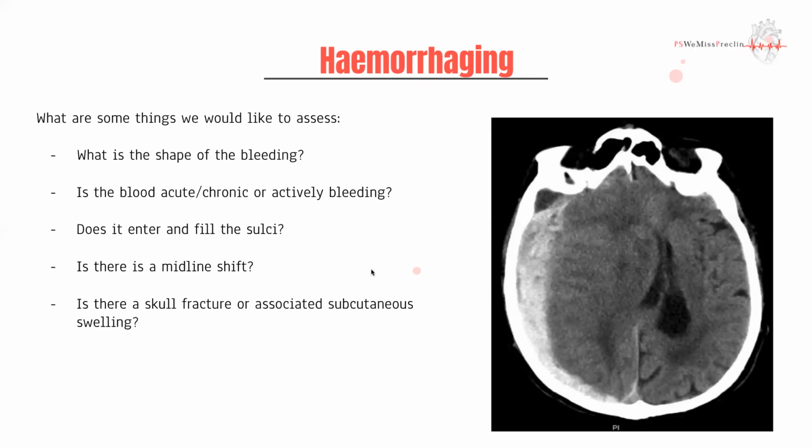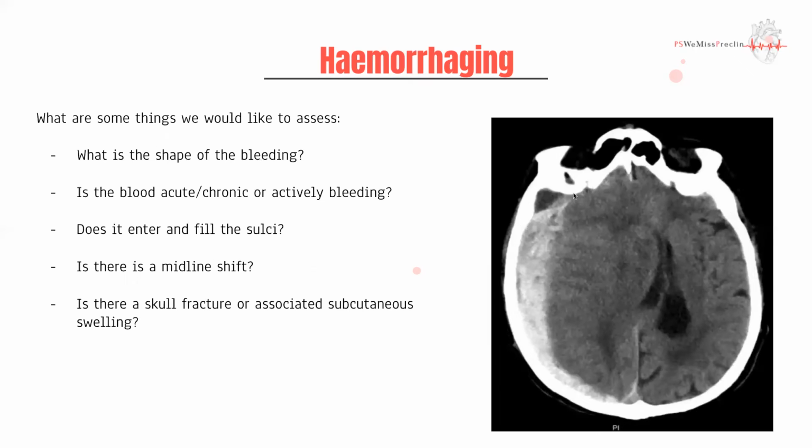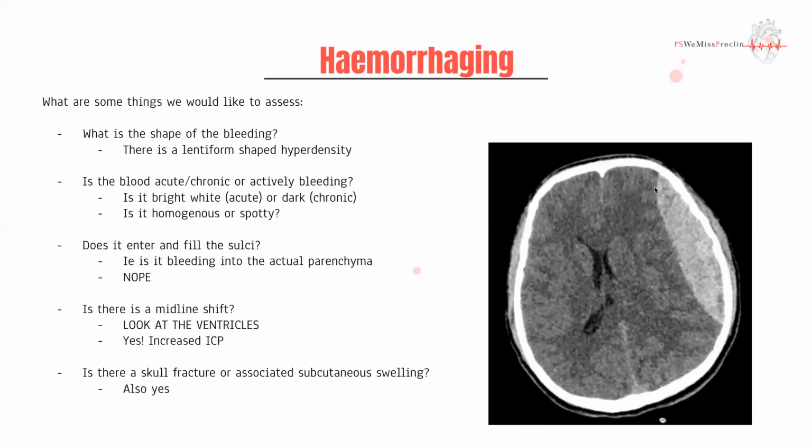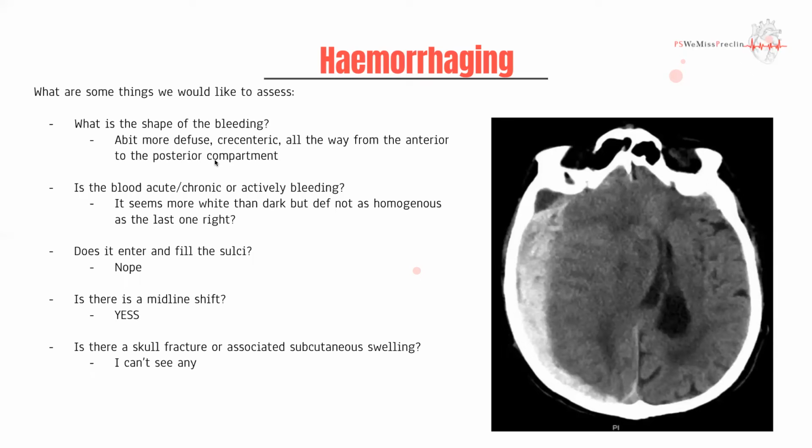Now let's look at this one. What is the shape of the bleeding? And I want you to compare it to our previously seen one. So as you can see, again, this is where the bleed is. But instead of it being kind of oval shaped and well demarcated, this appears to be a bit more concave, right? And it appears to be extending way further than the earlier one. So again, going back to our first 5 questions for CTs, it's a bit more diffuse. It's crescent-like and all the way from the anterior to the posterior compartment. So it's spread a bit more than the earlier one.